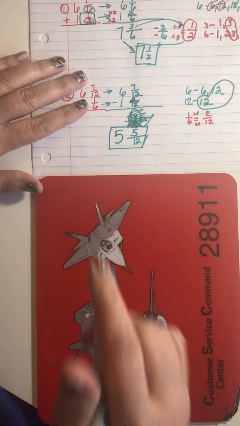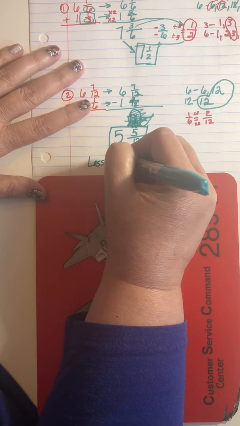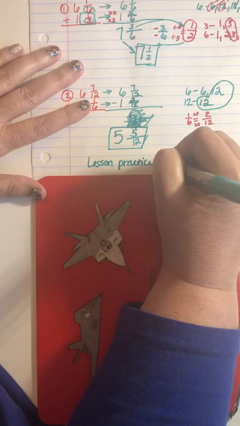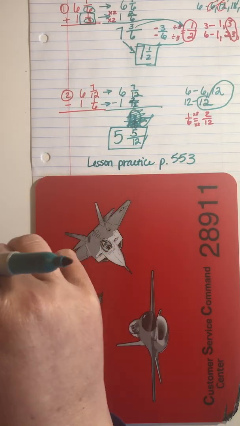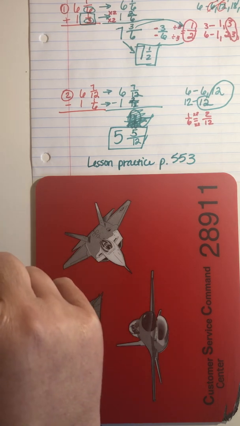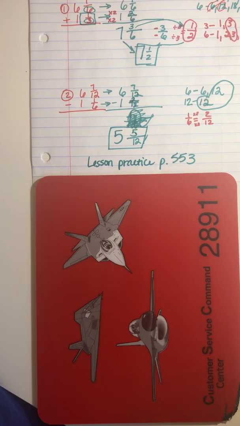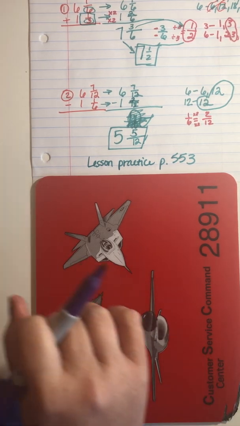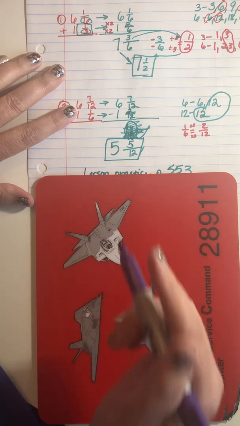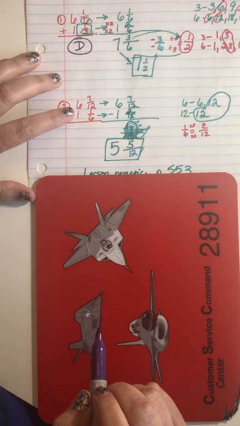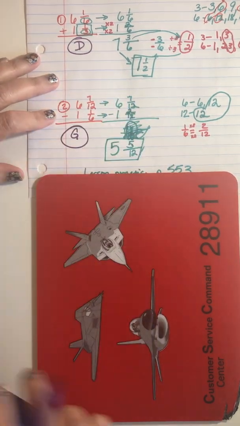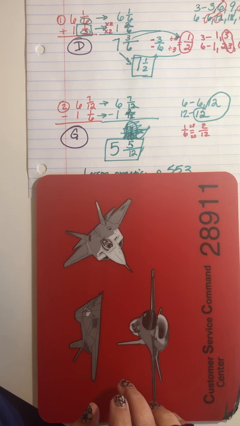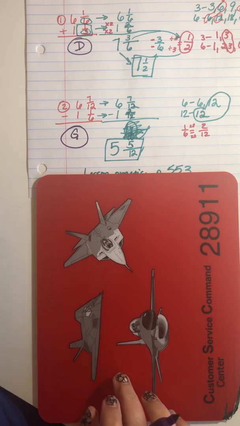So your lesson practice problems are on page 553. And let's see. As a bonus for listening to the video, this is practice problem D. And this is practice problem G. So that takes away 2. So all you'll have to do is 6 more, but at least that's 2 that you didn't have to do.